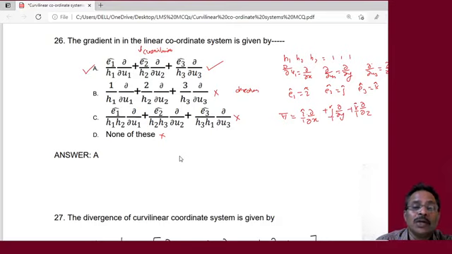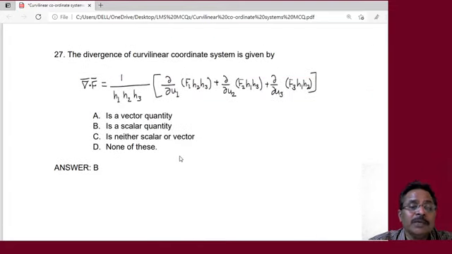Del bar can be operated over the scalar point function as well as the vector point function, and then we get the gradient of the scalar point function. And vector operation is of 2 different types, scalar multiplication as well as vector or cross multiplication, and that is your divergence and curl of the vector field. Now the next problem is related to the divergence in the curvilinear coordinate system, which is given by this formula.